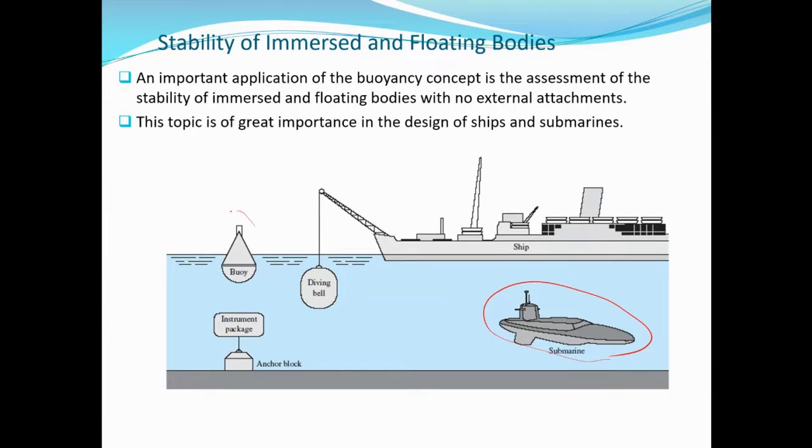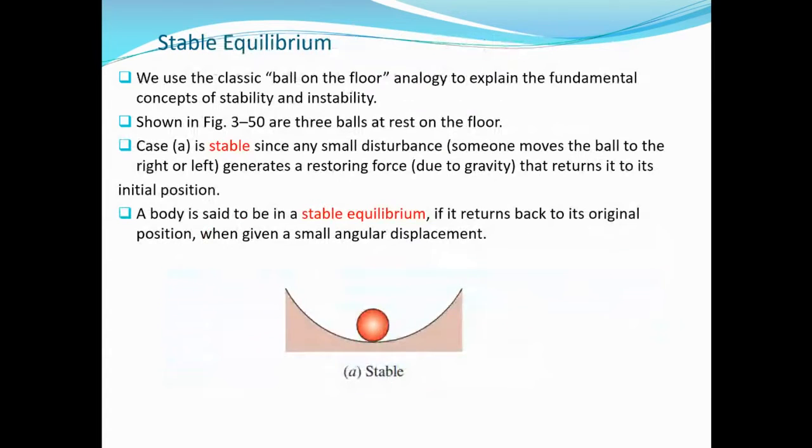You have a buoy. The buoy here is used to direct ships or warn ships of some danger. It floats on top of water. So all this we need to understand: how stable are they? What are their stability conditions? Now first we'll discuss stable equilibrium. Stable equilibrium, simply, it is stable.